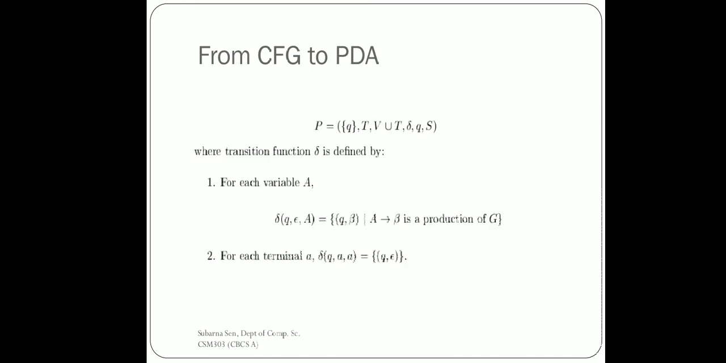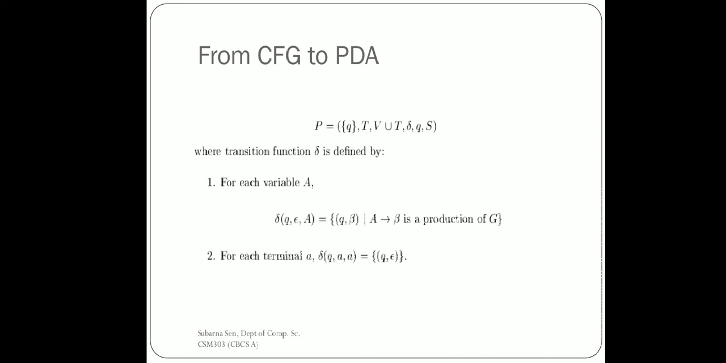Say we have one PDA, namely P. It has only one state q, then the set of terminals, and then these are the sets of our variables and terminals. Delta is the transition function, q is the starting state, and S is again the start symbol, right? So here, how it works: if you remember this one, the ID form, right?